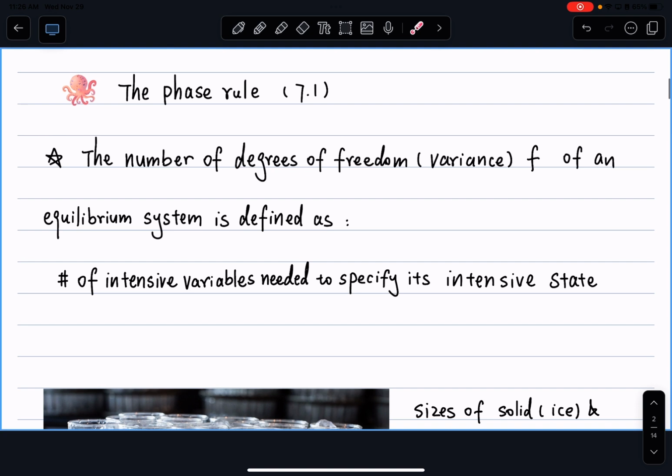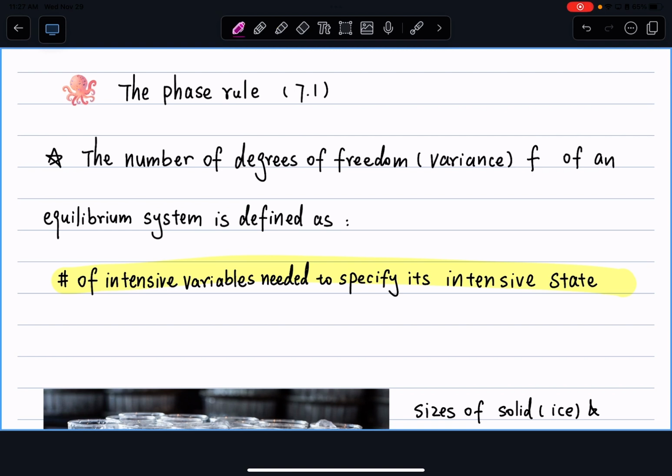So the purpose here of 7.1 is the phase rule. This tells you the number of degrees of freedom, or variance F, of an equilibrium system. So in this case, what's the definition of our degrees of freedom? The degrees of freedom F tells you the number of intensive variables needed to specify its intensive state.